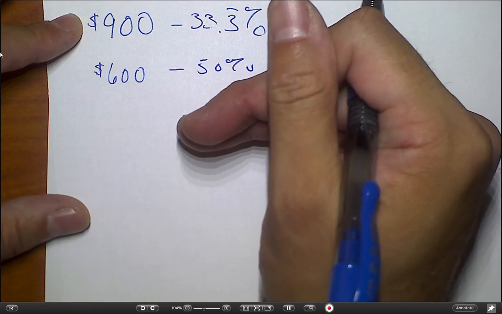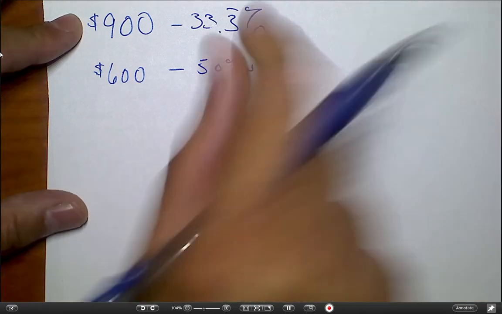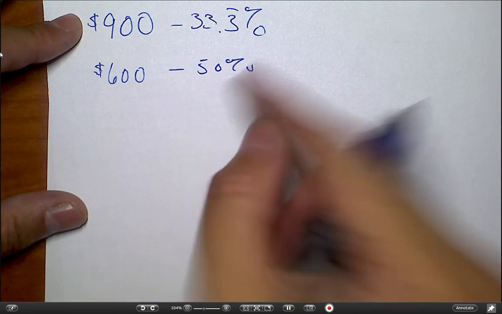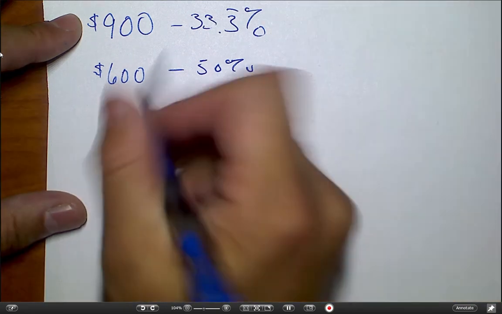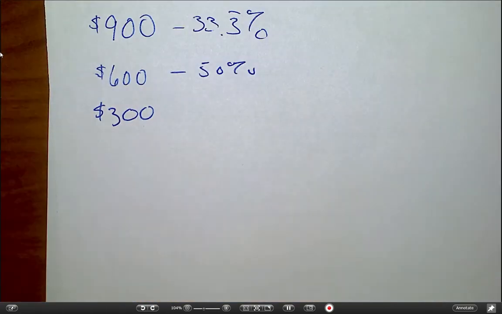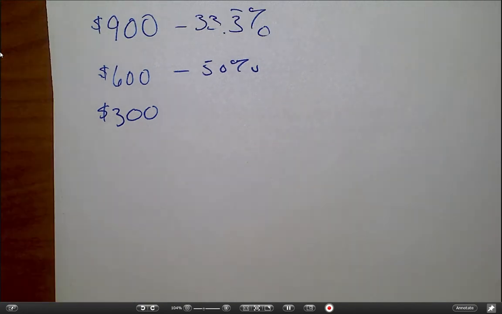Your mom supported you for a while, okay? Anyway, so she took half of what you brought home. So you're going to be left with $300, right? Now, with that $300 you have left, this is your spending money.